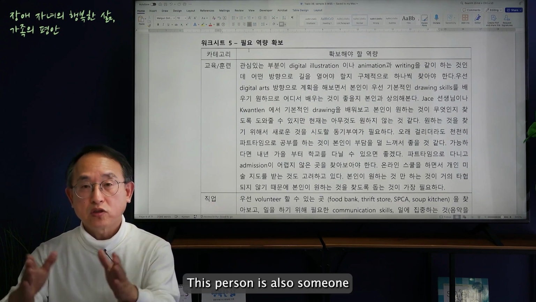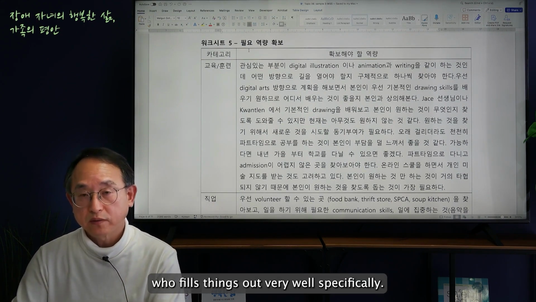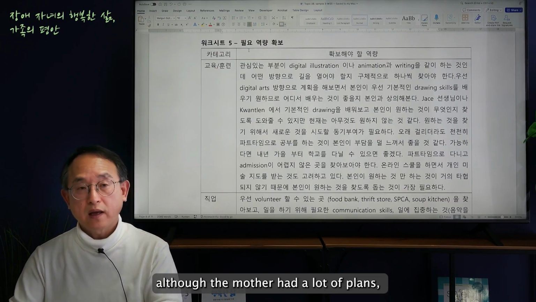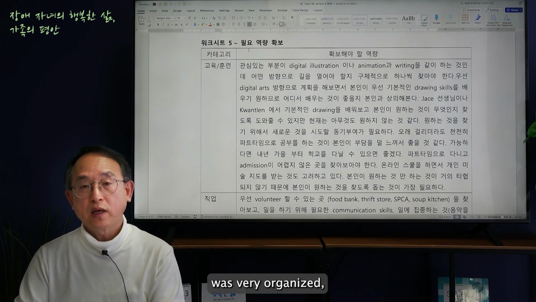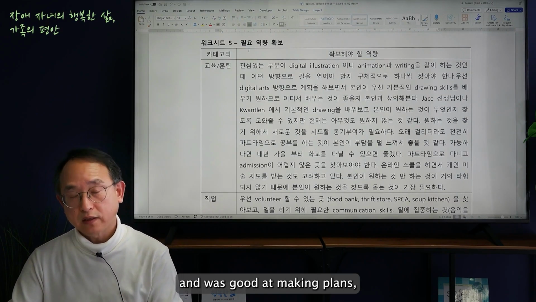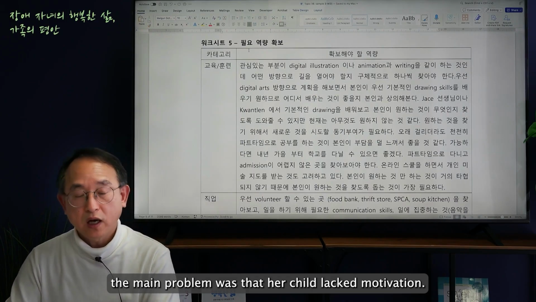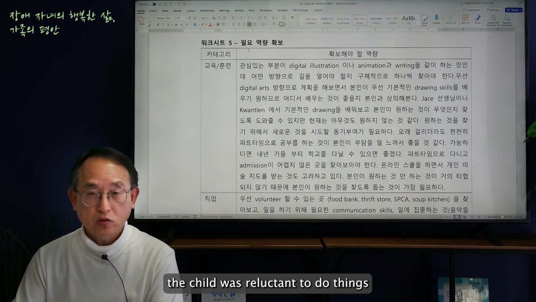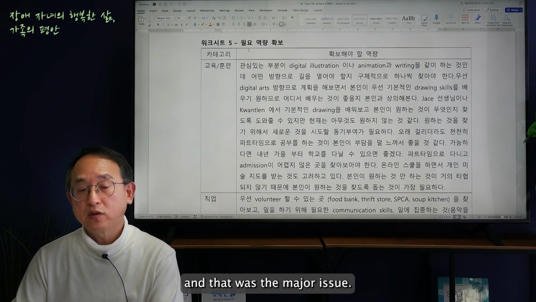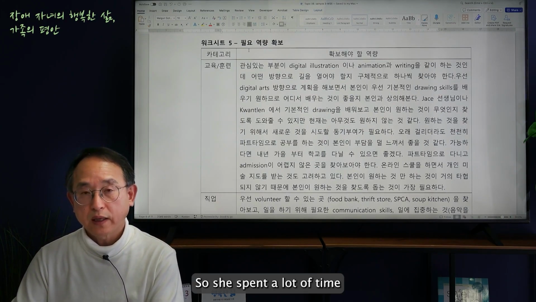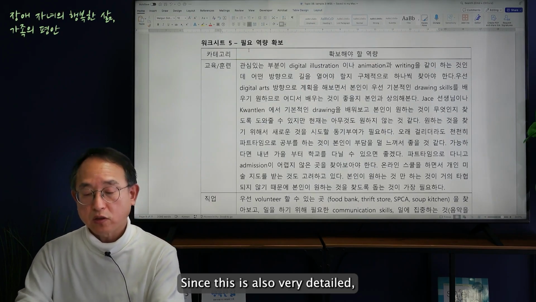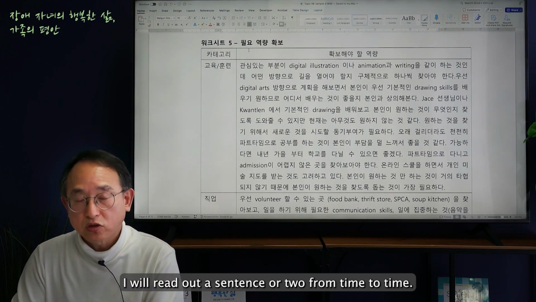This person is also someone who fills things out very well, specifically. But the biggest issue was that although the mother had a lot of plans, was very organized, and was good at making plans, the main problem was that her child lacked motivation. Despite having many abilities and talents, the child was reluctant to do things, and that was the major issue. So she spent a lot of time thinking about how to resolve that issue. Since this is also very detailed, I will read out a sentence or two from time to time.